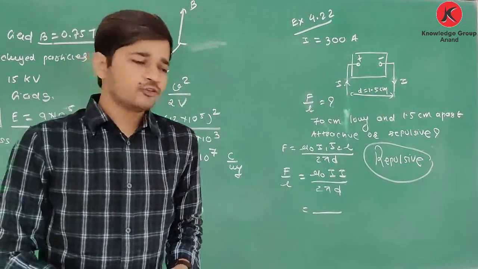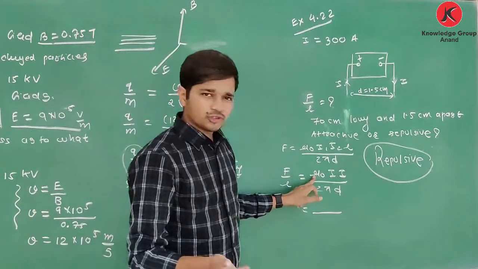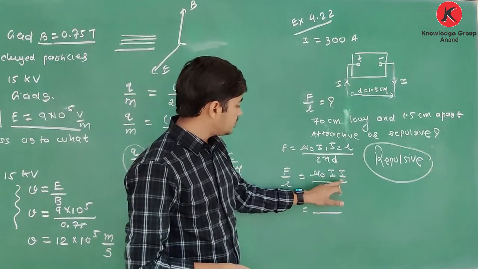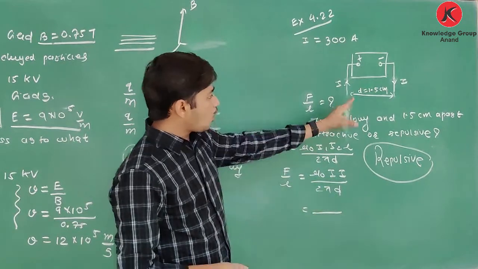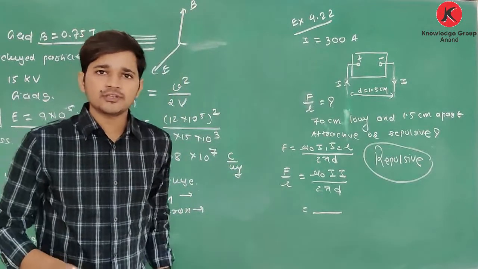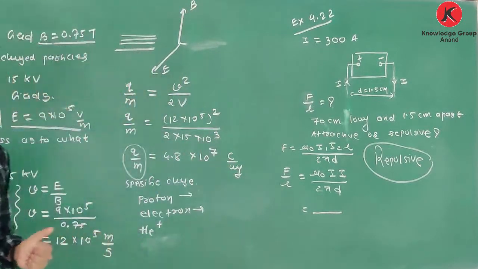Clear about this? So yes, this is what you have to find. You have to just put the values: 4 pi into 10 raised to minus 7, I is 300, 2 pi as it is, and d is 1.5 centimeter, which means 1.5 into 10 raised to minus 2. Clear about this? Now next question.